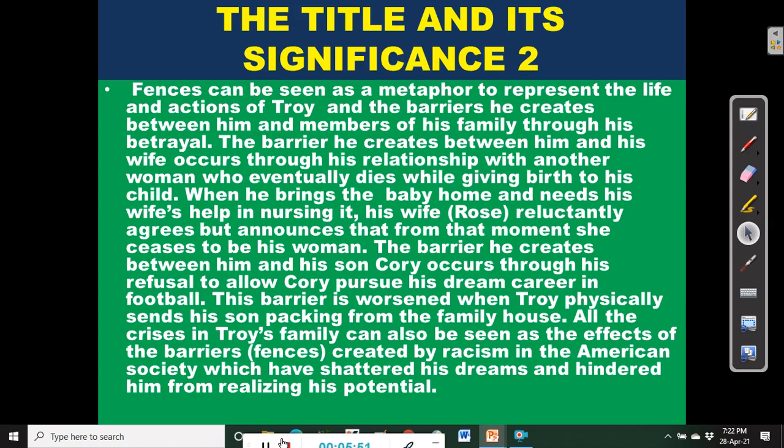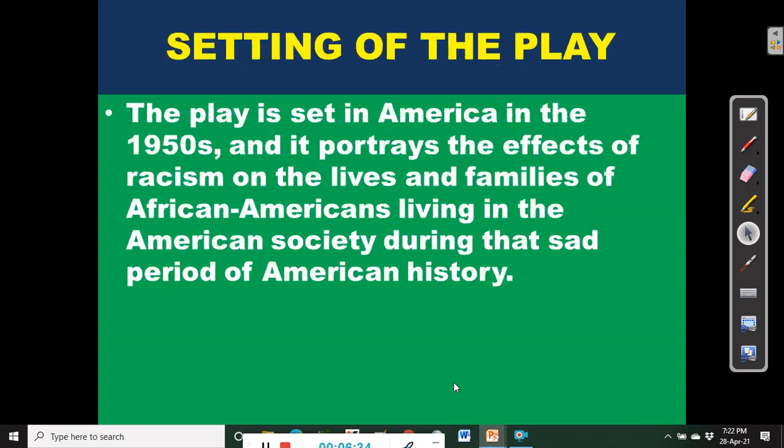spend almost the duration of the play building fences, and so the fences in the play titled Fences actually present a very significant symbol. It is a metaphor. It represents barriers, things that cause barriers between members of the family. All right. And those fences can be seen as those things that really cause the crisis that troubles the entire family.